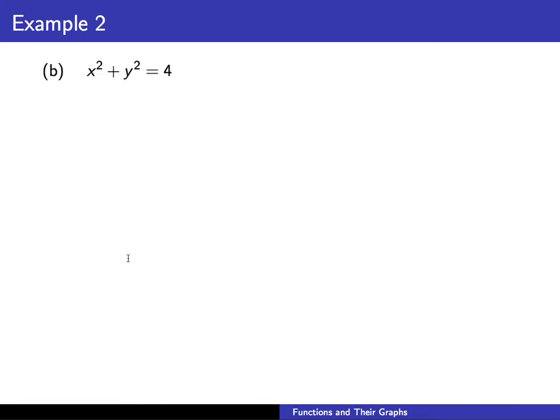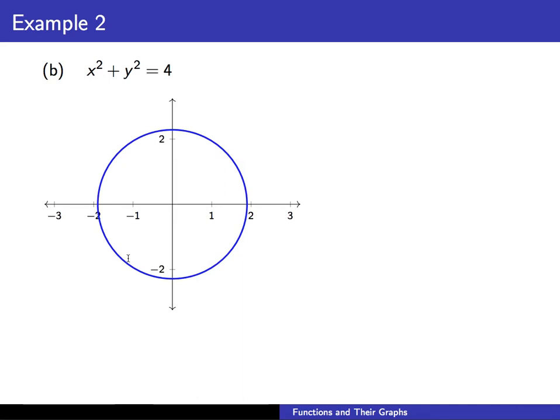Part B, x squared plus y squared is 4. Here we have a circle. And as we can see, the y-axis itself acts as a vertical line, and it hits it once here and once down here. The scale is a little bit off on the axes here, but in any event, a vertical line hits it more than once, so therefore it fails the vertical line test. It is not a function. Some values of x have more than one value of y.